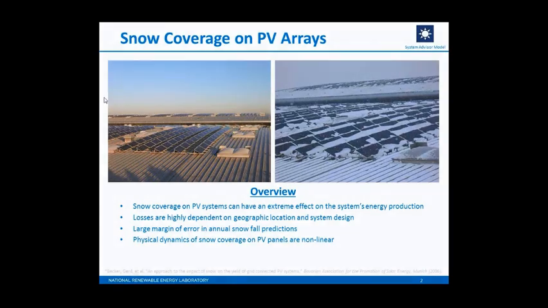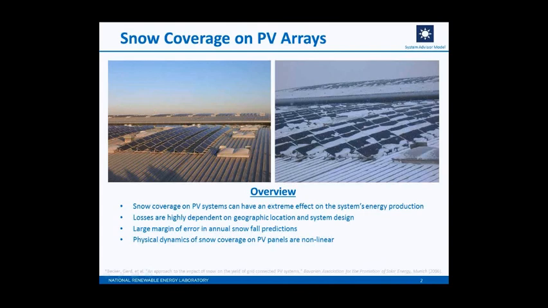So, as some of you may know, snow coverage on PV arrays is actually a very significant source of loss, depending on geographic location and, of course, the type of PV system that's being employed. PV losses can approach values as high as 25% of the total annual energy production for that system. So clearly, snow is something that needs to be accounted for.